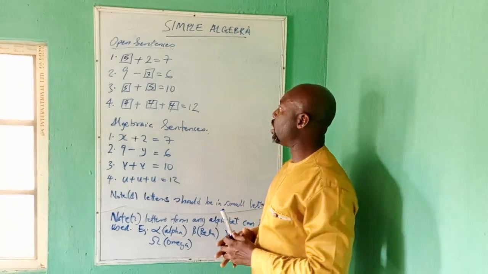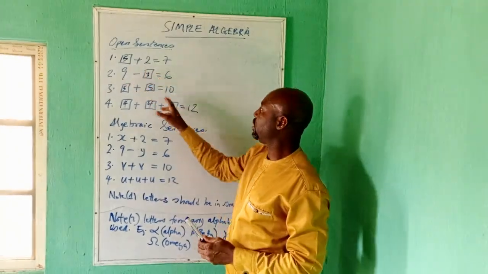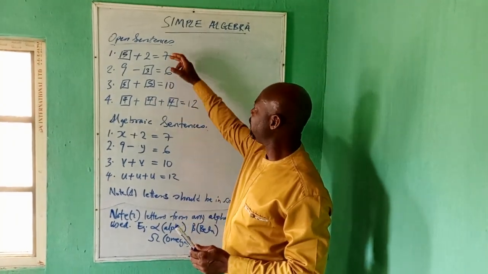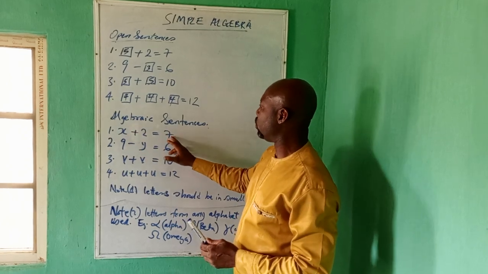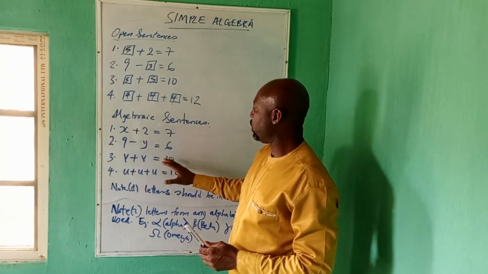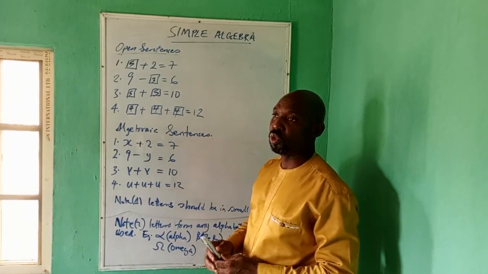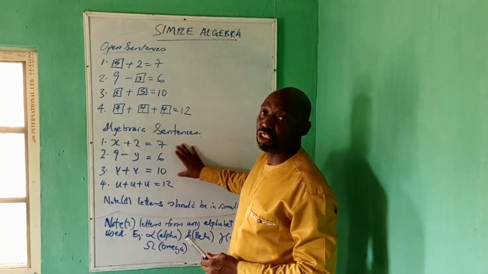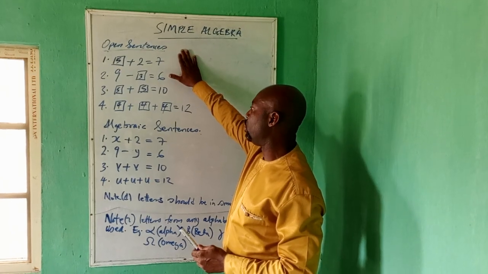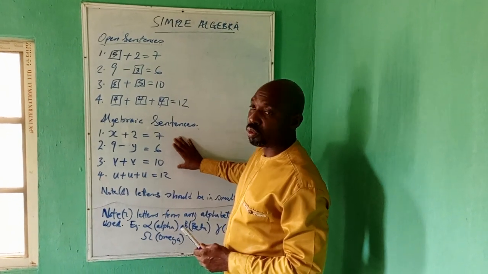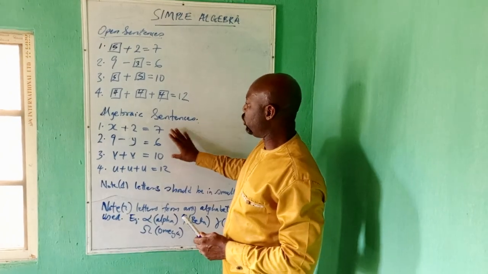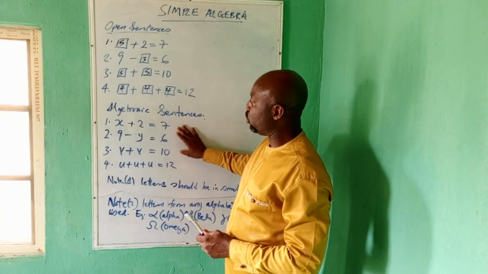But in your high school now, in place of these boxes, we now replace them with letters. Like this one now becomes x plus 2 is equal to 7, y minus 3 is equal to 6, v plus v is equal to 10, u plus u plus u is equal to 12. This is what you start doing in your high school. This is called open sentences in your basic school. Then in your high school, you now have your algebraic sentences. So from your JS1, this will be introduced to you.